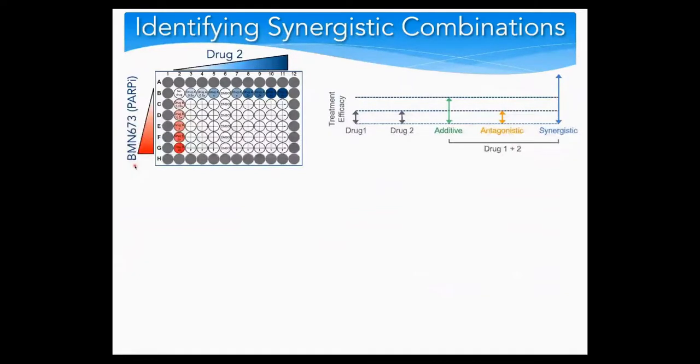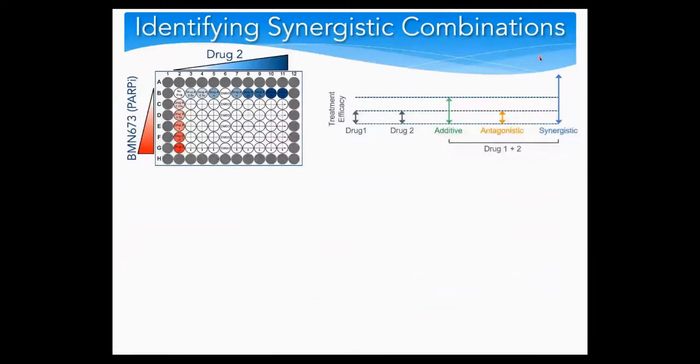Rad54B is synthetic lethal with BMN673, which is a PARP inhibitor. So we're looking at everything in the context of BMN673 and changing those concentrations in the different drugs for drug 2. Just to draw your attention and make sure you understand the concept, drug 1 by itself has a particular effect, perhaps a certain amount of killing. Drug 2 in this case has an equal amount of killing, such that when you add the two of them together, if it's additive, it's simply the result of these two added together. If it's antagonistic, it's below that additive effect.